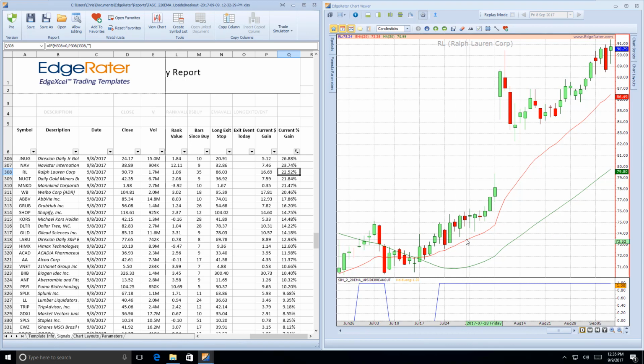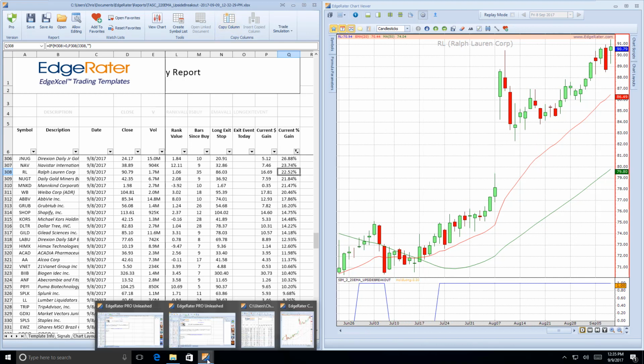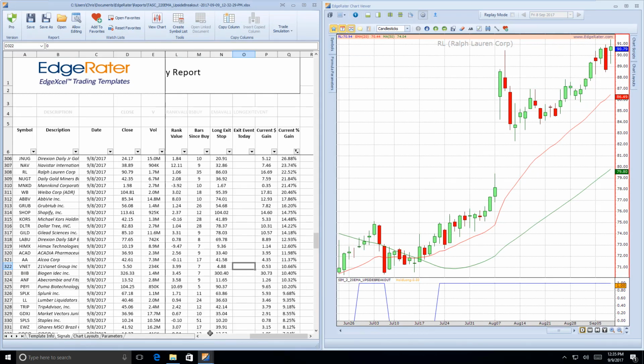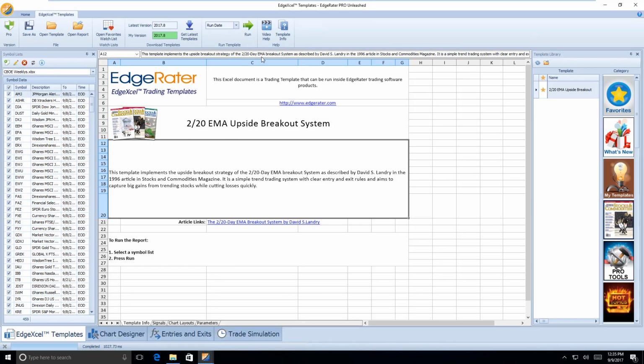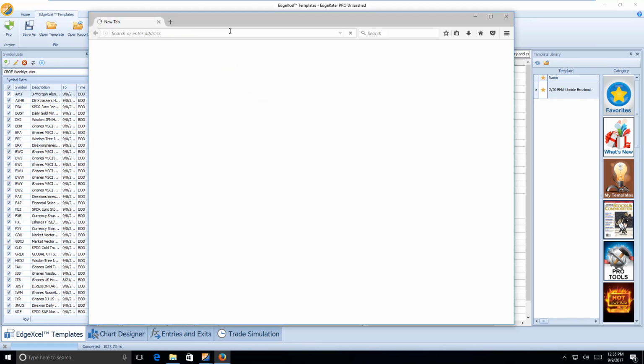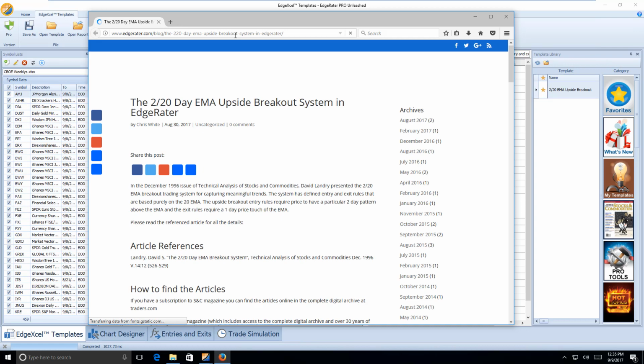If you want more information on this strategy, all you have to do is go to the website edgerator.com to the blog page, and you will find information about the strategy there. If you are running the template itself, there's a quick way of getting to the information, and that is on the main screen. When you've got the template selected, go to template info, and that should fire up a browser which will take you to the right place on the website. So here we go. Browser is coming up here, and it is thinking a little bit, and eventually it's going to come up with the correct blog post.